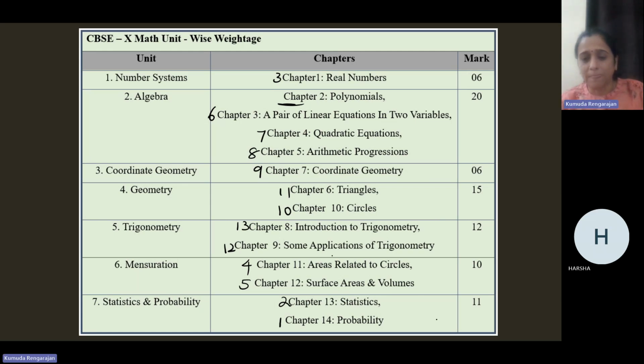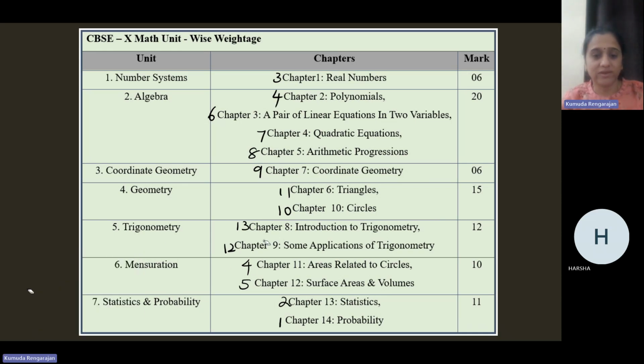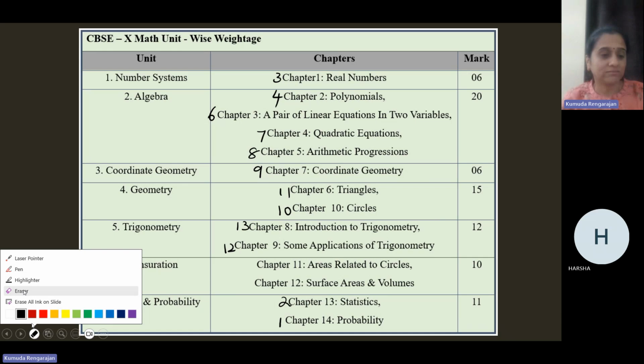So that's about it. A mistake is something which I can't accept. So let me change the numbers. 4. 4 is 5. 5 is 6.